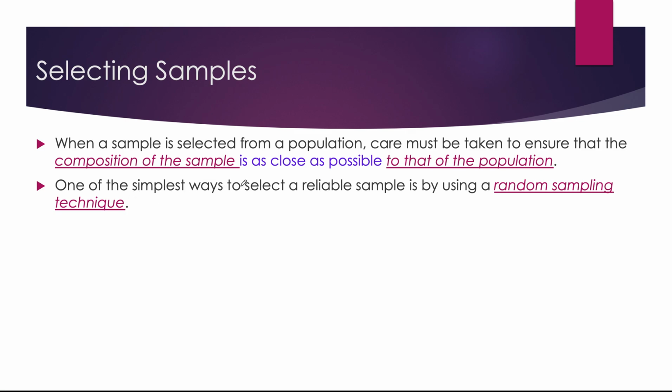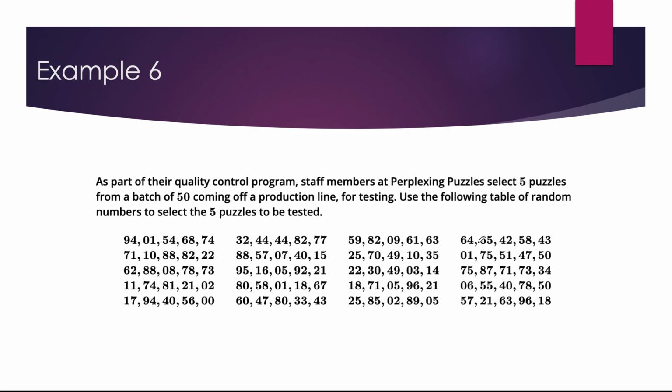One of the simplest ways to select a reliable sample is by using a random sampling technique. So what does random mean? It means that it is selected randomly. I don't know how to say this in English. In Spanish it means al azar, which means that you don't know what the outcome is going to be. Maybe if I explain it with an example, that will be easier.